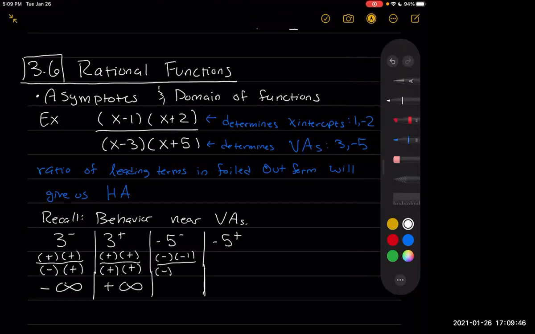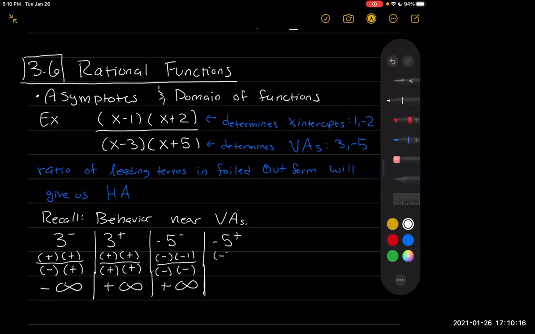So negative 6 is less than negative 5, but it's kind of bigger than negative 5. It's just a bigger negative number. So here, a number slightly less than negative 5 added to positive 5 will give us a negative number. So all around, all the negatives will cancel and we'll get a positive. And then negative 5 from the positive side, this is a slightly smaller negative number.